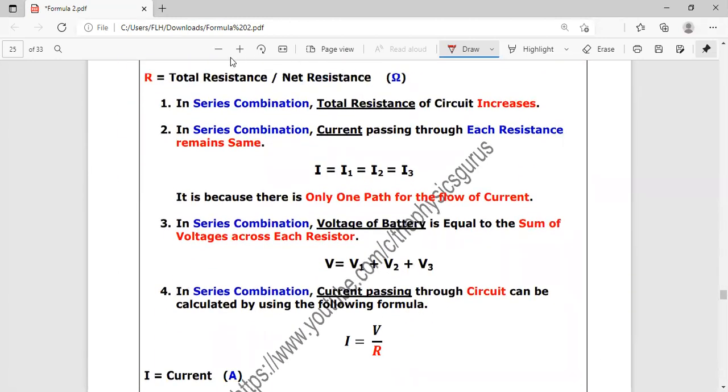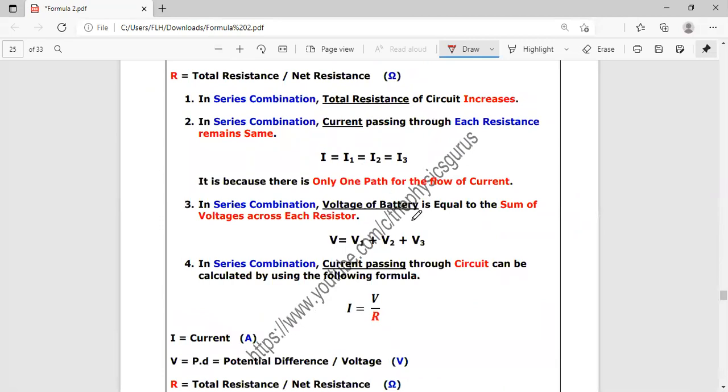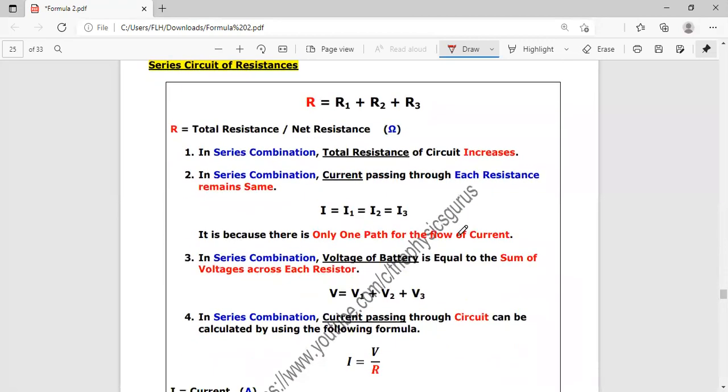Then series circuit formula is there. When different resistors are connected in series, then we can calculate the total resistance by using the formula, that is R is equal to R1 plus R2 plus R3. We have to calculate the value of R, where R stands for total resistance or net resistance. In series combination, total resistance of the circuit increases. In series combination, current passing through each resistance remains same, that is I is equals to I1 is equals to I2 is equals to I3.